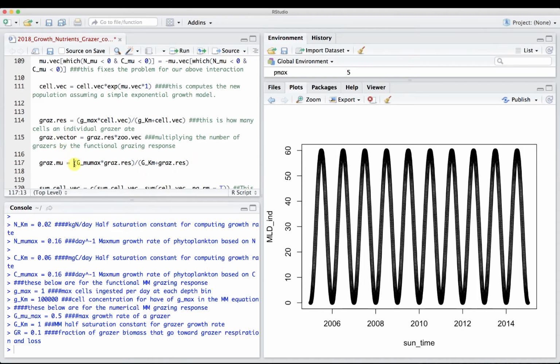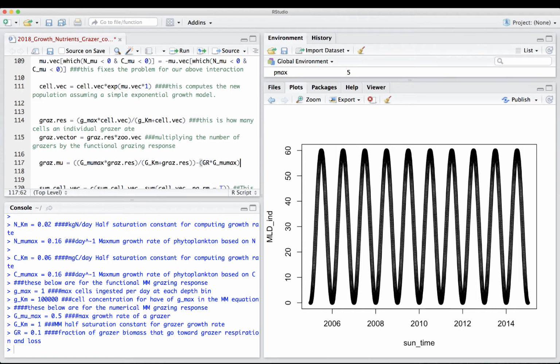Okay, now we're going to take all of this. So this is our growth rate. Estimated growth rate is going to be our mu max times how much was actually ingested, over half saturation plus how much was actually ingested. And here's where we're going to add our loss term, minus our GR times G mu max.